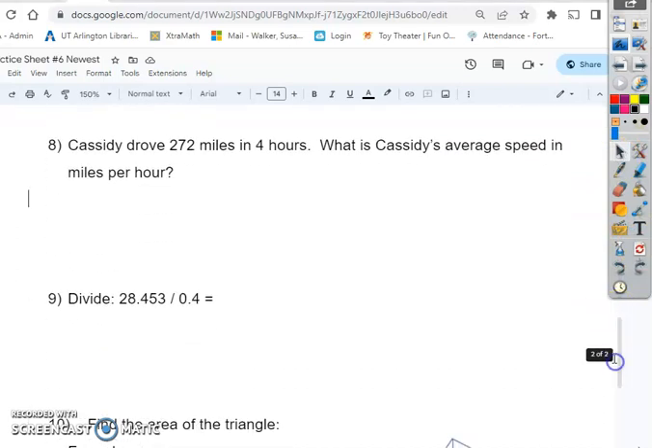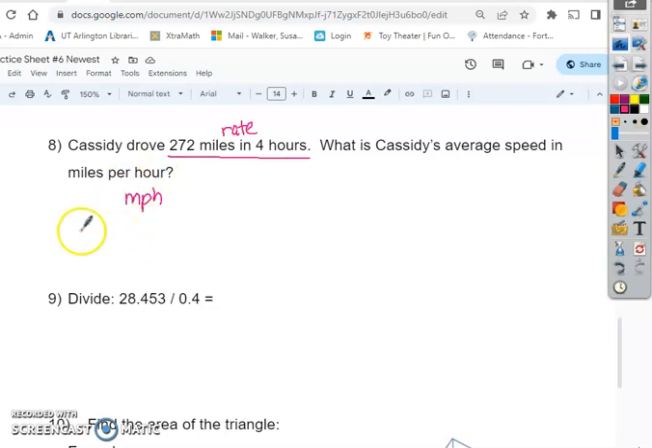Okay. Number 8. Cassidy drove 272 miles in 4 hours. So just to give you a heads up, we call this a rate. It's a rate because it's comparing two units that are different. 272 miles in 4 hours. Miles and hours are different, okay? So what is Cassidy's average speed? Well, hopefully you understand that speed would be like miles per hour, right?